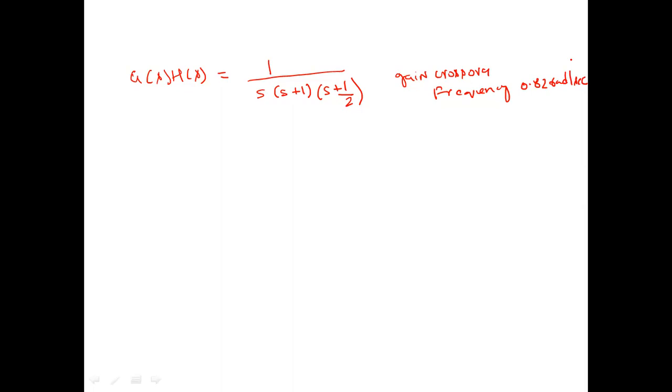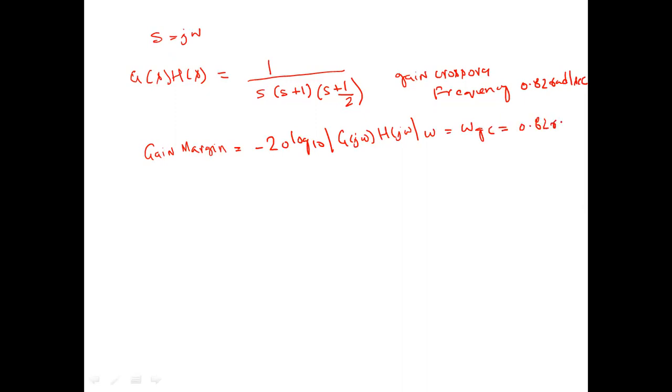As you know the gain margin definition, first of all you have to express this in terms of s. You have to replace s with j omega, and you can write straight away minus 20 log 10 of G(j omega)H(j omega), where the value of omega should be equal to omega gc, which is already mentioned here as 0.82 radians per second.